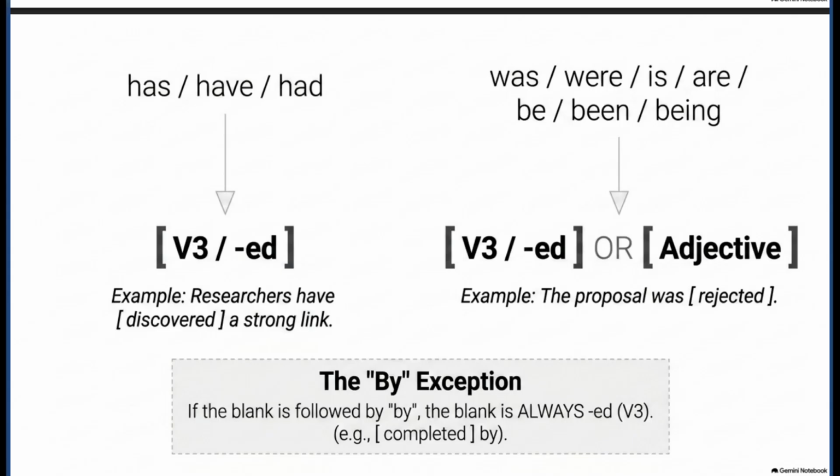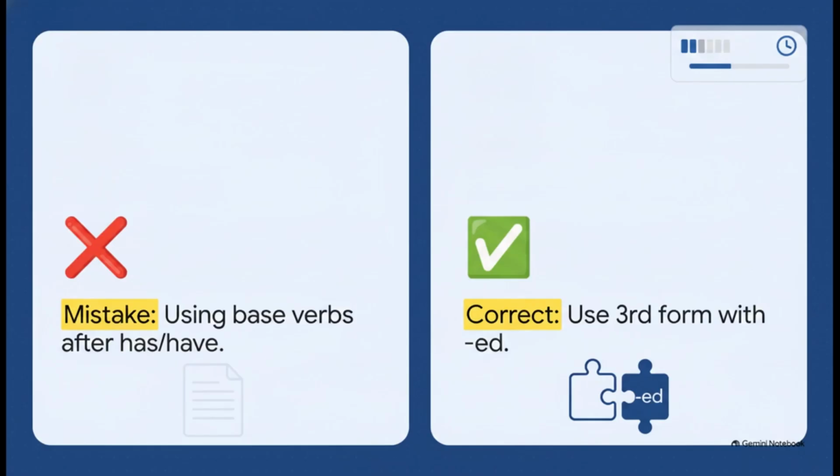This also applies to words like was, were, is, are, be, and been. A super common mistake is using the base verb here. Students will choose have discover. That's incorrect. It must be have discovered. Lock this rule in your mind right now. Has, have, had, or be verbs equal the ed form. So if you see the law was, the next word needs an ed. The law was passed. Nouns follow strict rules too.